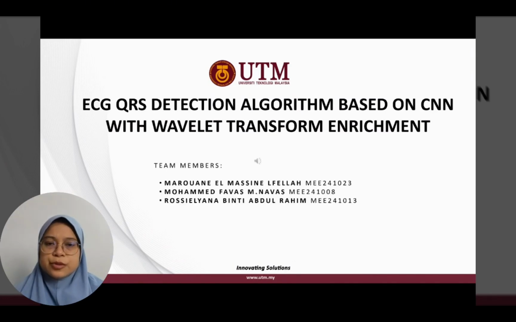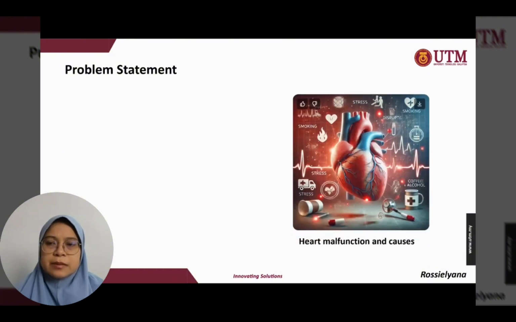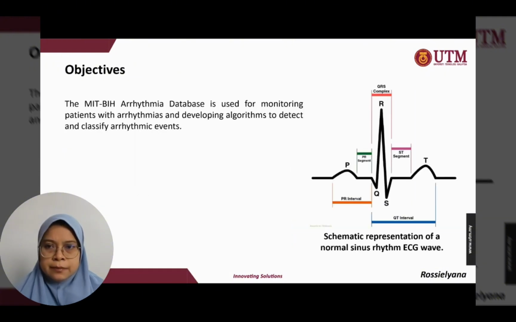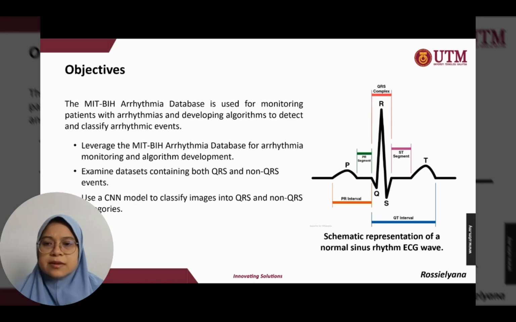Today I would like to present our topic: ECG QRS detection algorithm based on CNN with wavelet transform enrichment. These are our team members, and this is our problem statement: heart arrhythmia and objective. The MIT arrhythmia database is used for monitoring patients with arrhythmias and developing algorithms to detect and classify arrhythmic events. We leverage the MIT-BIH arrhythmia database for arrhythmia monitoring and algorithm development as the main dataset, containing both QRS and non-QRS events, and use a CNN model to classify images into QRS and non-QRS categories.